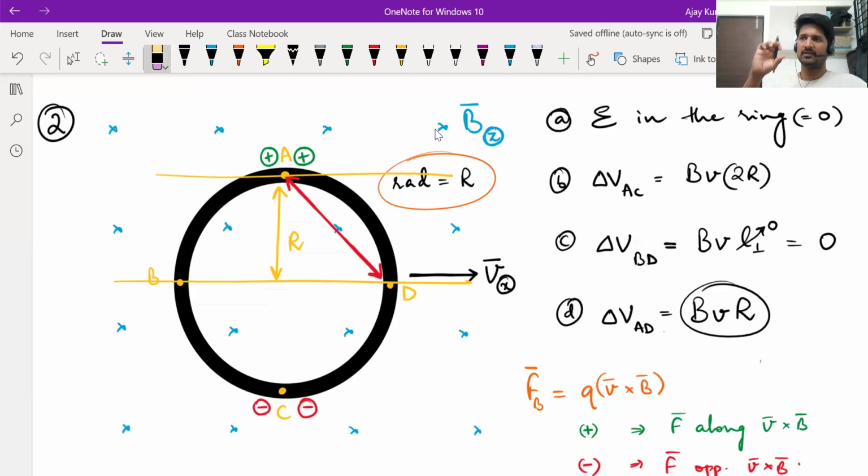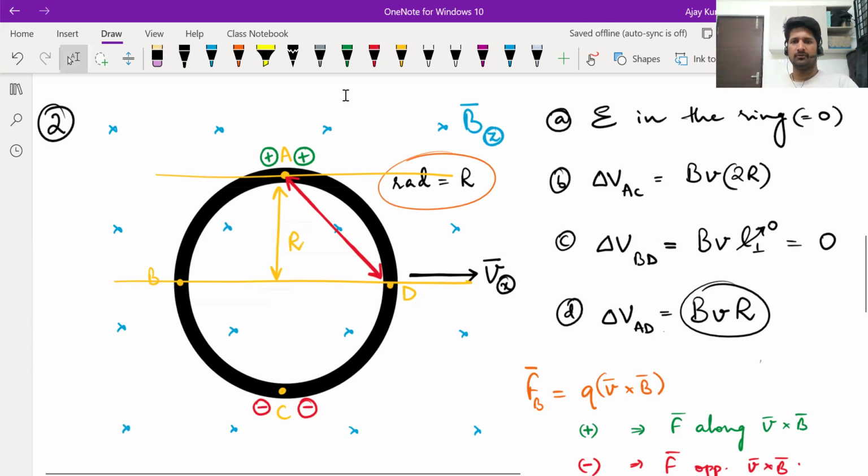Fine. So the perpendicular distance in this case is the distance in the Y direction. So between A and D, the distance in the Y direction is the radius itself. So the potential difference between A and D becomes BVR. Hope this is clear to all of you. If you have any doubts, you can ask. Pradyun, did you understand?